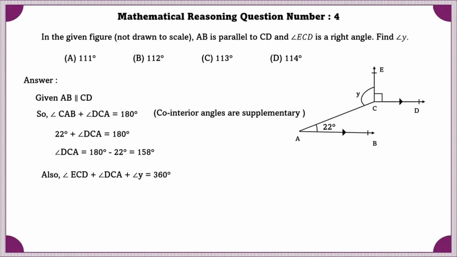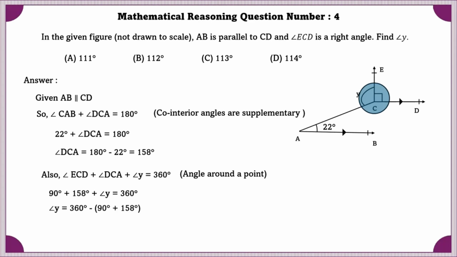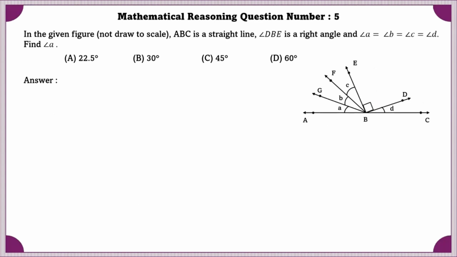So now using this, we can say that angle ECD plus angle DCA plus angle Y is equal to 360 degrees. Since we already know the values of angle ECD and angle DCA, we can simply substitute their values and find the value of angle Y. So angle Y is equal to 112 degrees.